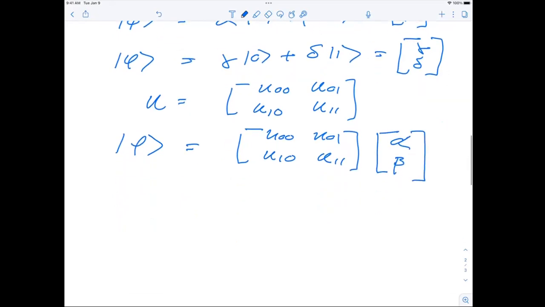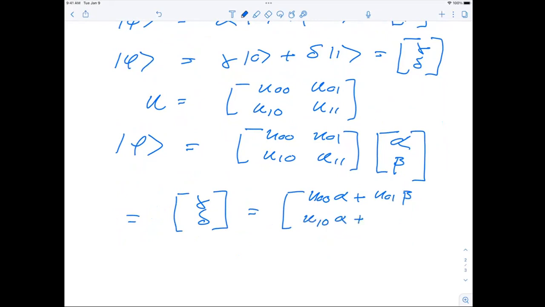So what we see when we write this out is that the components gamma and delta are given by: gamma equals U00 times alpha plus U01 times beta, and delta equals U10 times alpha plus U11 times beta.